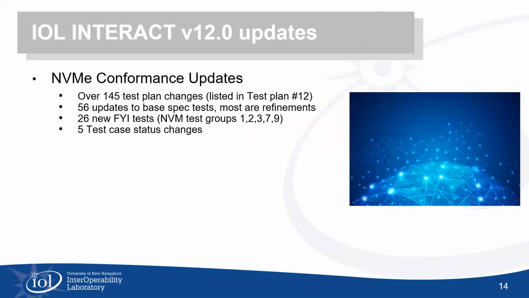And if we look at version 12 of the actual test plan, there's 145 different test plan changes in it. You can take a look on the IOL website and you can see under NVMe and then test plans, you can see that there are the version 11 test plan as well as the version 12. There's also a red line version 12, which makes it a lot easier to see what's changed between version 11 and 12. That's a great one to take a look at because it really pops as to what's changed. There were, like we said, 145 different test plan changes. There's 26 new FYI tests in primarily those groups there. And then there've been 5 test case status changes.